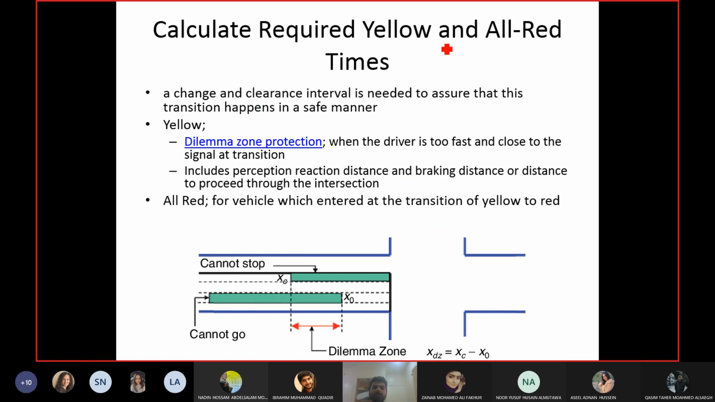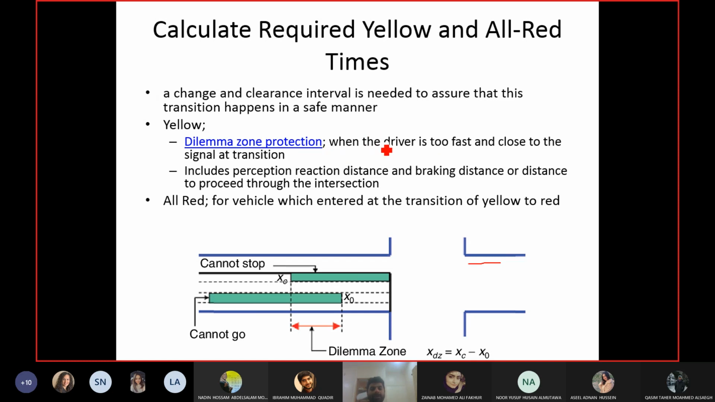Then you must calculate the yellow and all red time. Yellow we call the change interval, and all red is known as the clearance interval. So why do we need yellow and all red times? We need them to make sure that the transition from one phase to another phase happens in a safe manner. So let's say we have a phase for this movement, and then the next phase is for this movement. The transition from this movement to this movement happens in a safe manner. Yellow and all red is like a transition period.